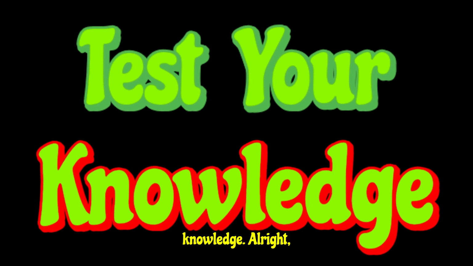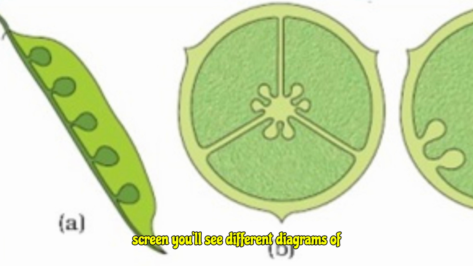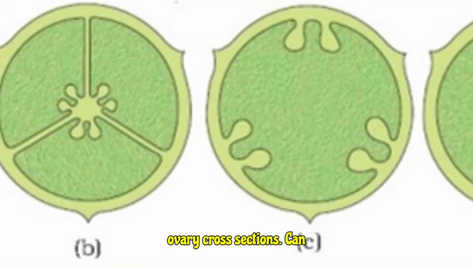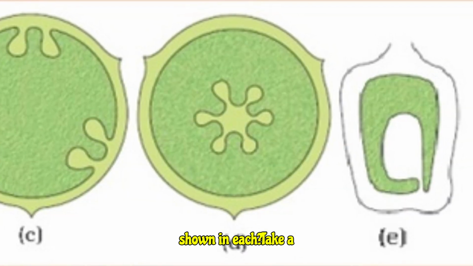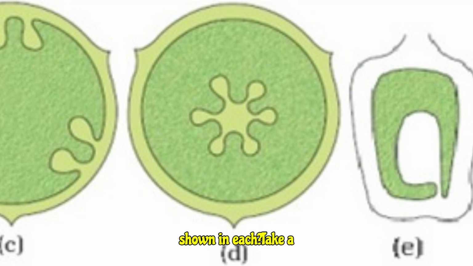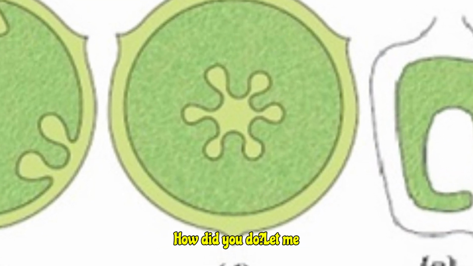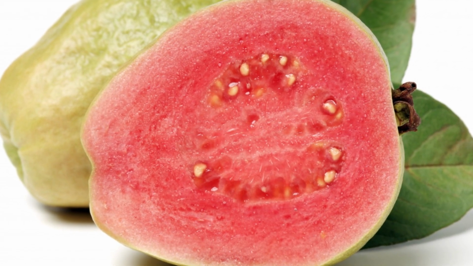Test your knowledge. All right, time to put your knowledge to the test. Here's a quick quiz. On the screen, you'll see different diagrams of ovary cross-sections. Can you identify the type of placentation shown in each? Take a moment to think about it. How did you do? Let me know in the comments below.